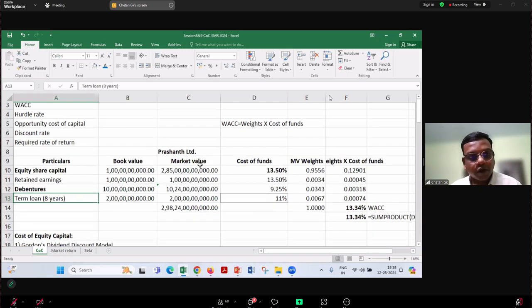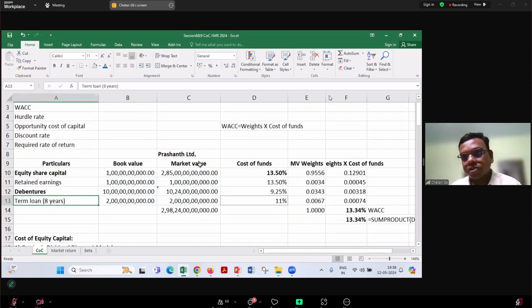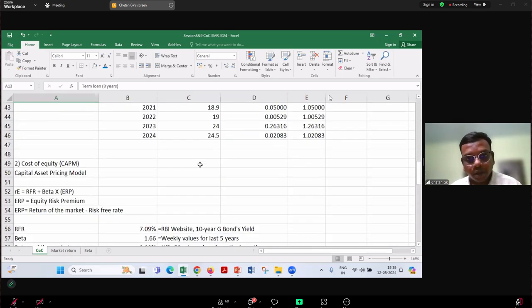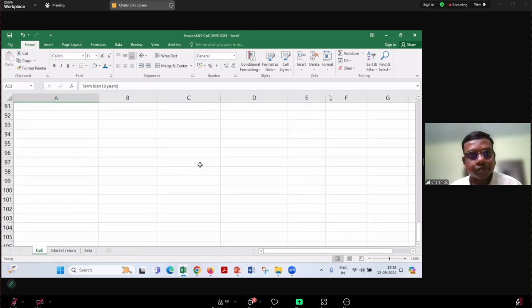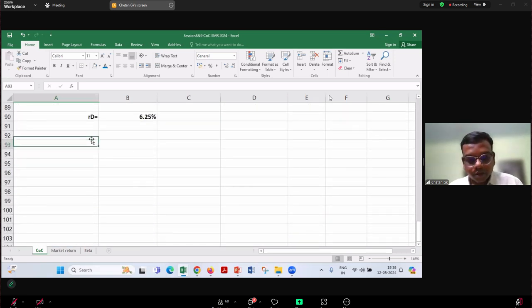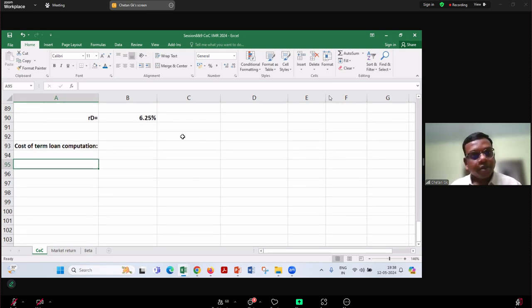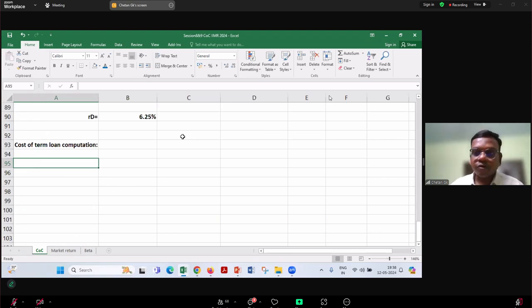So the last one is cost of term loan. How to compute the cost of term loan? Okay, so I'll write here: cost of term loan computation. Now we have understood how to compute cost of equity and cost of debt. Can somebody throw some light on how to compute the cost of term loan? Any ideas, just in case you have any?